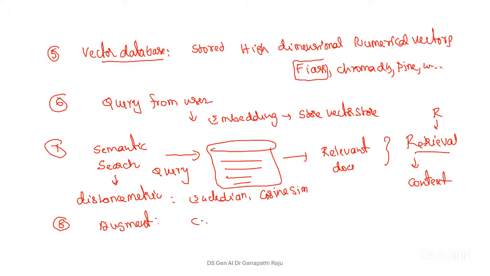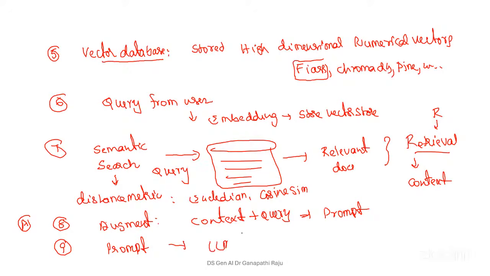Augmentation means the context will be attached to the query. People call this a prompt. In RAG, A stands for augmentation. And the ninth step: now we are sending the prompt to the LLM. The last phase is the LLM generates the content, generates the response. This G stands for generation.